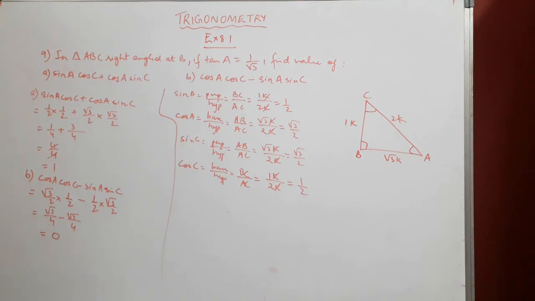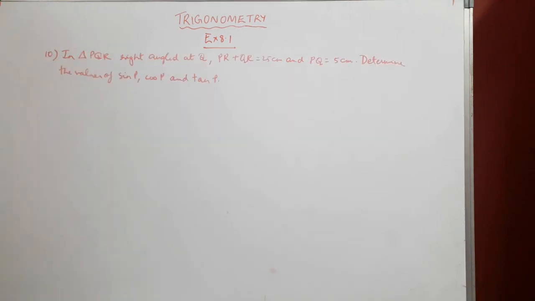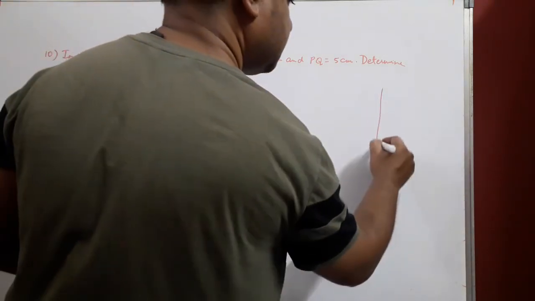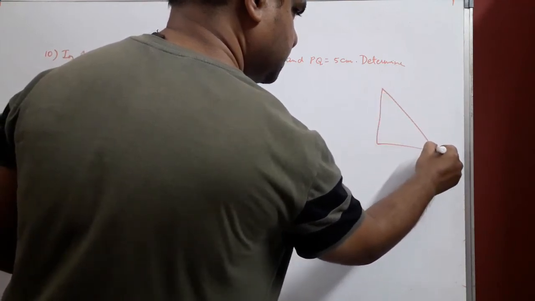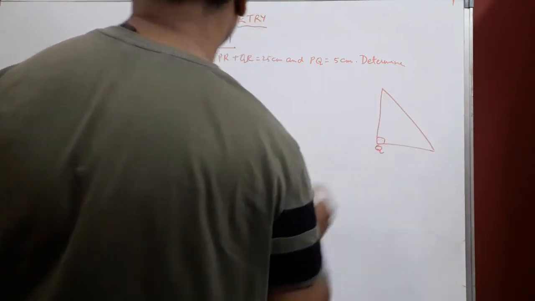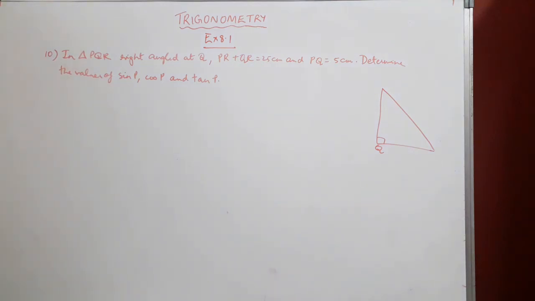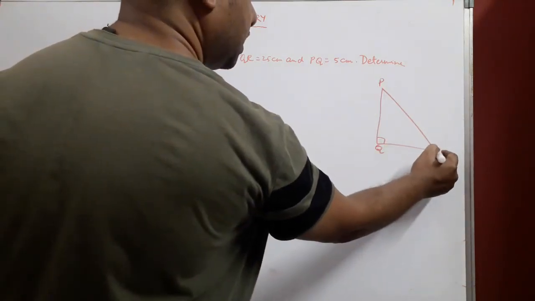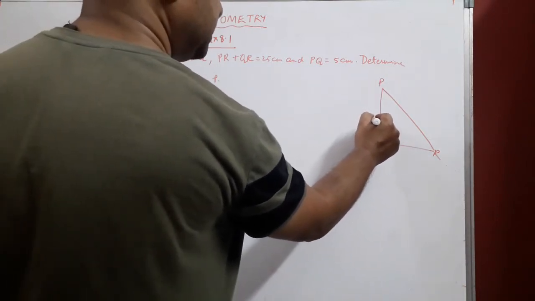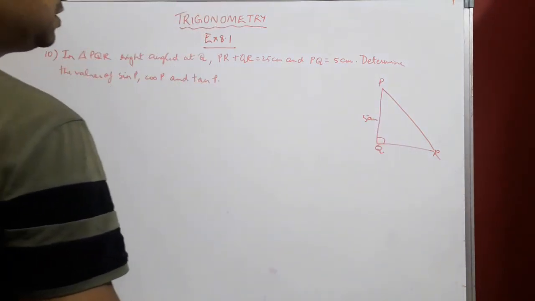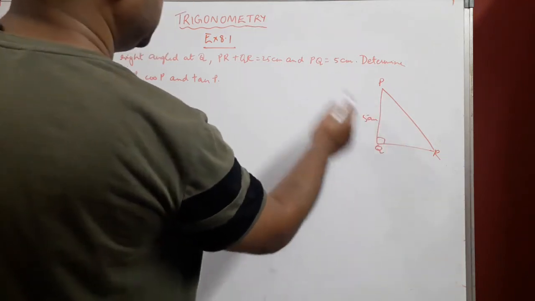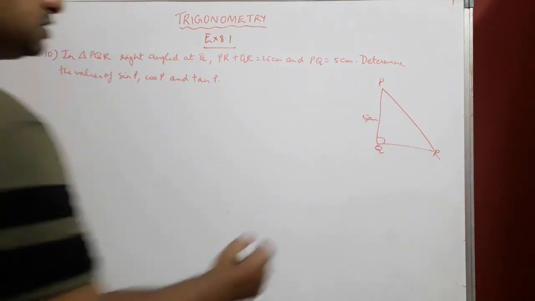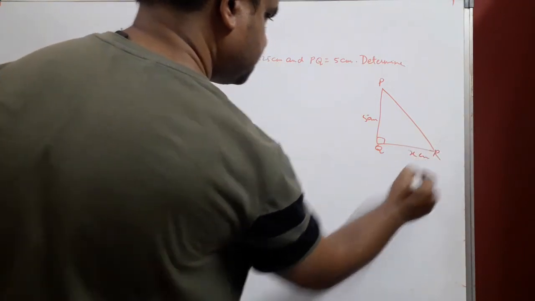Let's move to the 10th problem. The 10th problem says, in triangle PQR, right angled at Q. Draw a triangle here, PQR, right angled at Q. PR plus QR is equal to 25 centimeters and PQ is equal to 5 centimeters. Take P over here and take R over here. PQ is given as 5 centimeters and PR plus QR is 25 centimeters. So what we'll do is we'll assume QR equal to X centimeters.